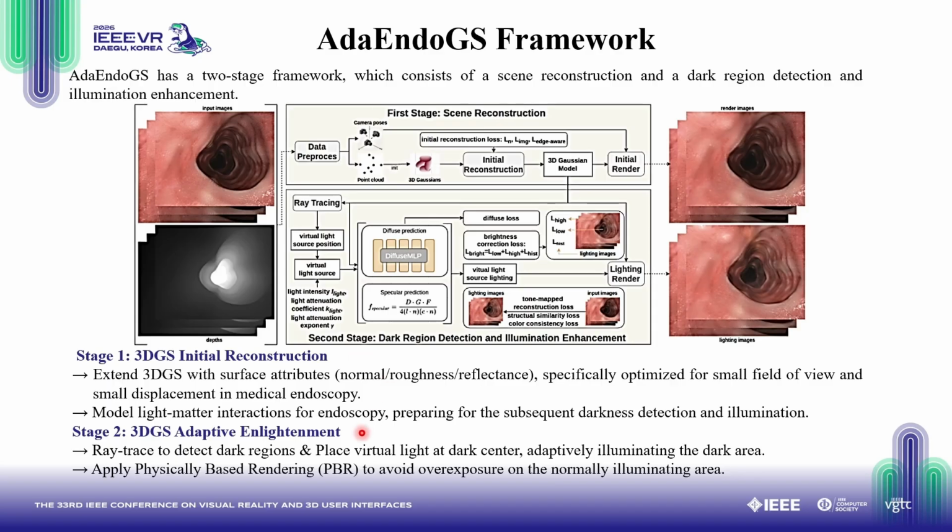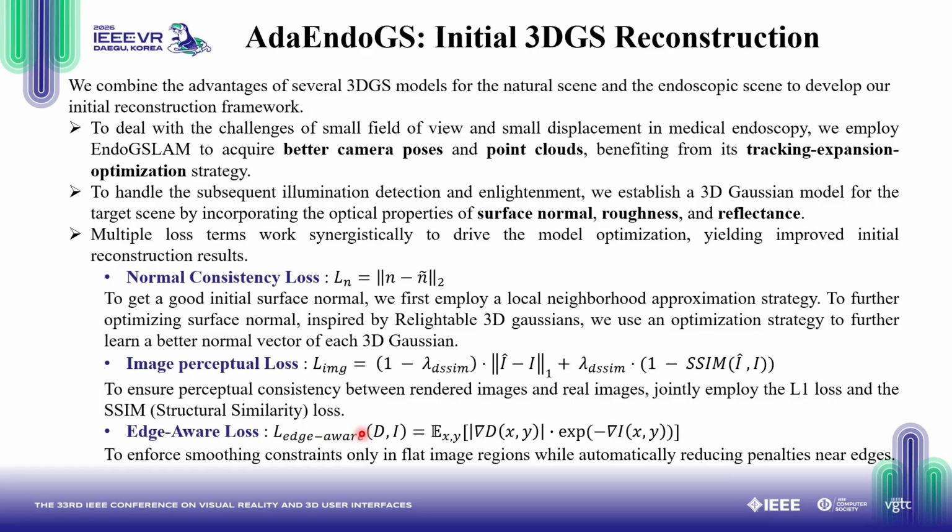Stage 2, adaptive enlightenment. We use ray tracing to find dark regions, place a virtual light source at their geometric center, and apply PBR to ensure no overexposure in bright areas. The pipeline here shows the full process, with dedicated loss functions guiding each step. Next, we will introduce each step of our method in detail.